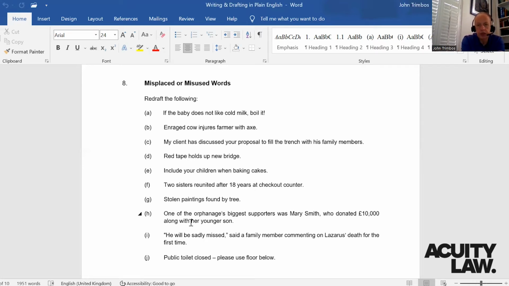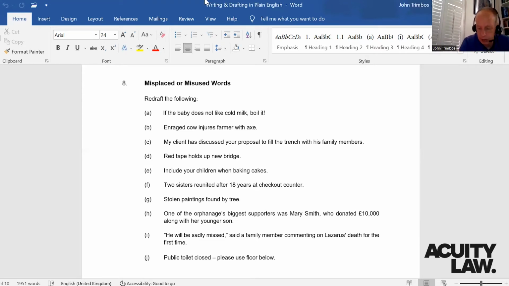E probably needs a change of verb there. I think we all know what that means, but something less cannibalistic might be "involve your children", not "include", but involve your children when baking cakes. Sometimes people suggest "bake cakes with your children", but I still think that sounds a bit cannibalistic, quite frankly.